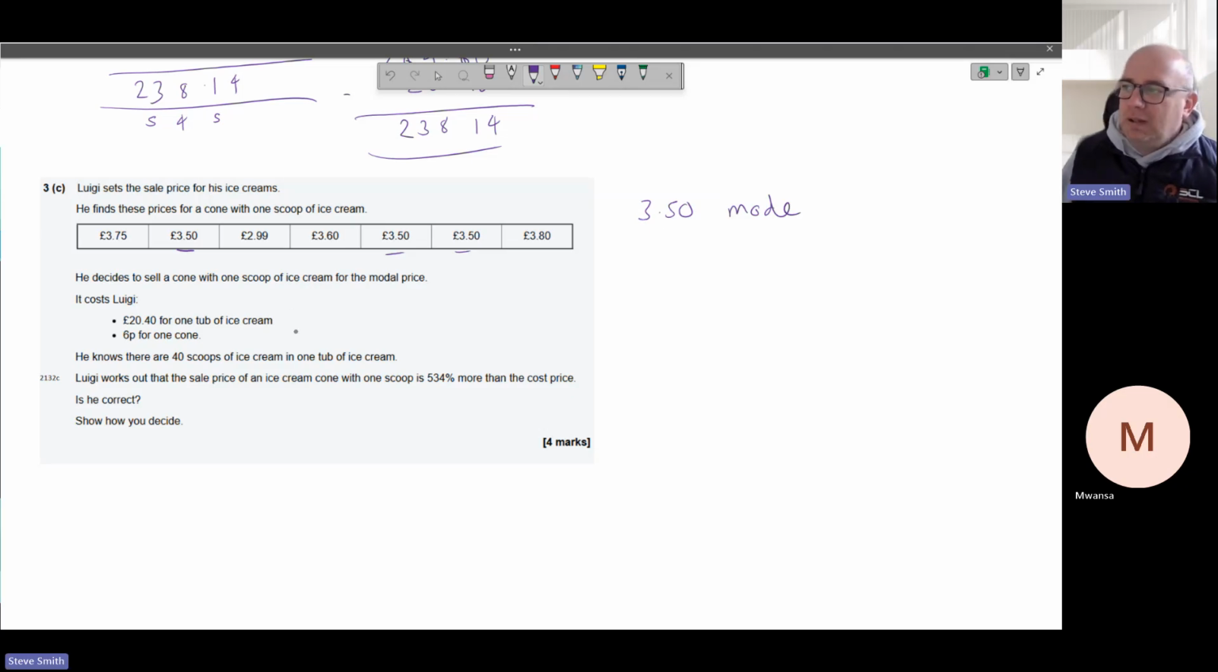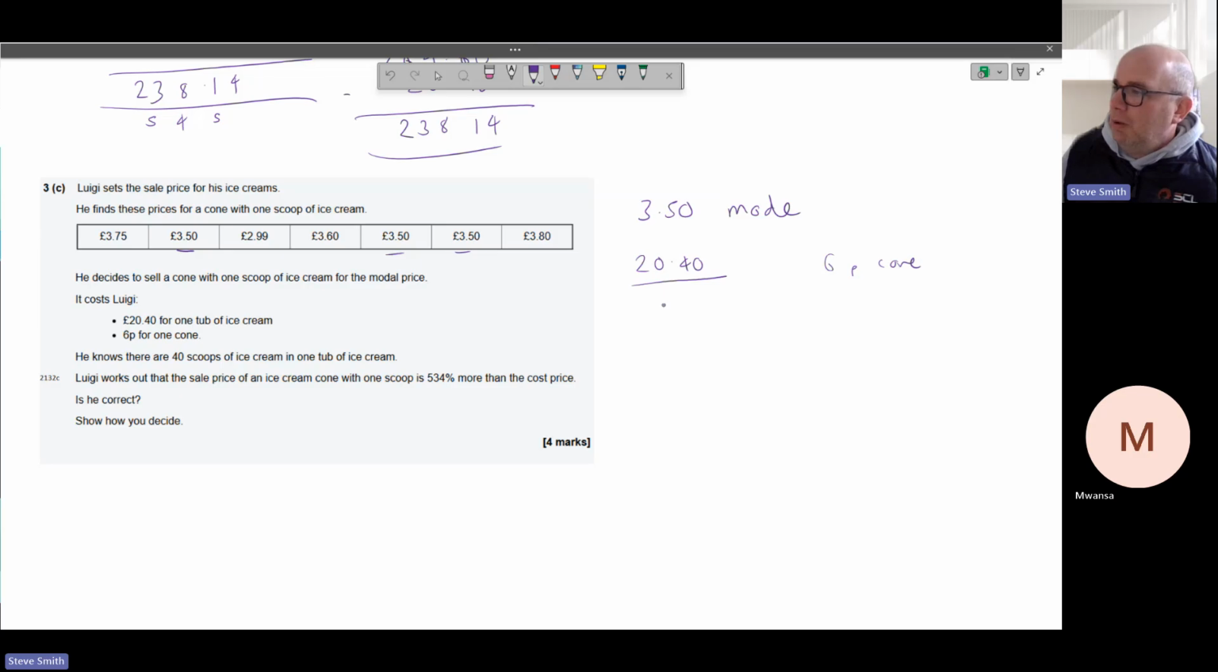Which, okay, it's not ideal. But if you really were stuck there and you wrote the mode and it's £3.50, you've clicked yourself one mark because you know what the mode is. So he decides to sell a cone with 1 scoop of ice cream for the modal price. If it costs Luigi £20.40 for 1 tub of ice cream, right, £20.40 for an ice cream and 6p for a cone. He knows that there are 40 scoops of ice cream in 1 tub.